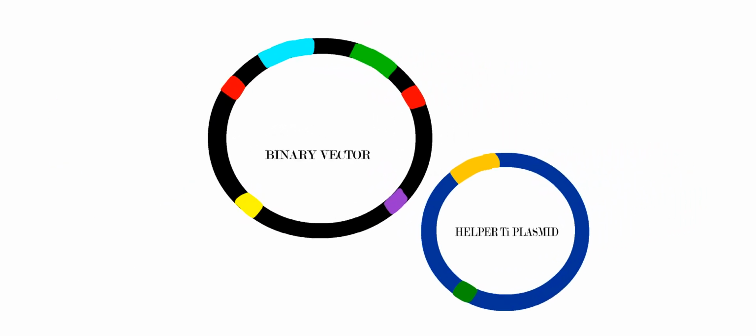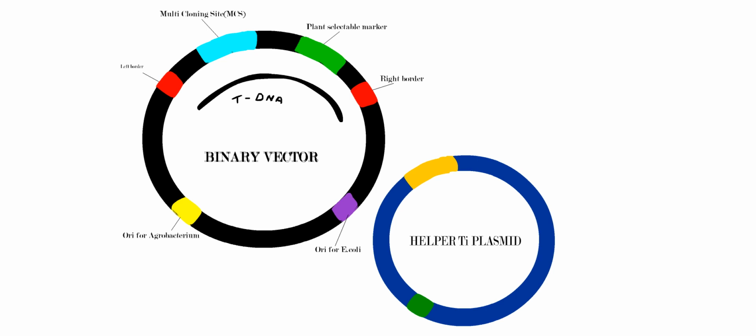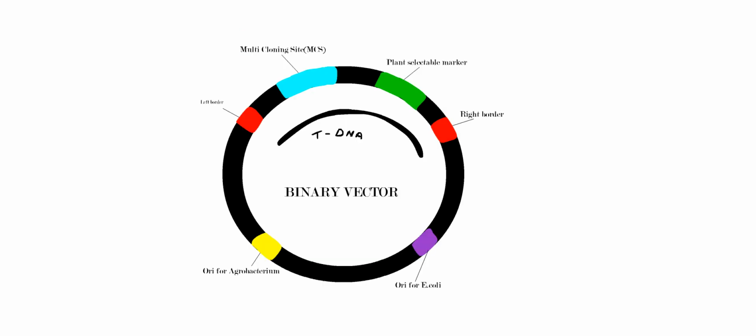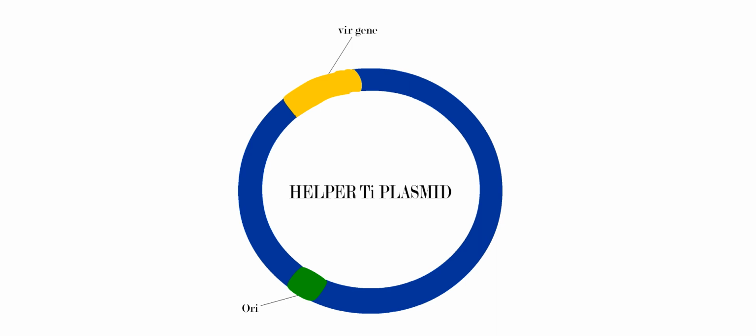Binary vector consists of 2 plasmids, as the name suggests: a plasmid that contains a site for the insertion of the gene of interest, and a helper plasmid. The regions in the plasmid with the gene of interest are T-DNA with multiple cloning site, plant selectable marker, along with left and right borders. It also contains origins of replication for Agrobacterium and E. coli. The helper Ti plasmid contains the VIR genes and an origin of replication.